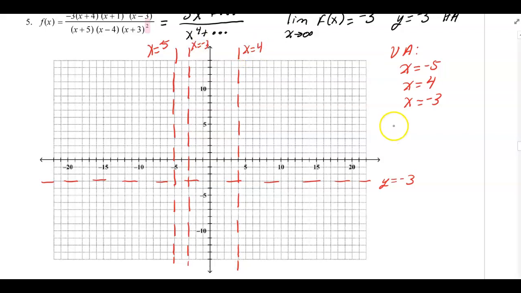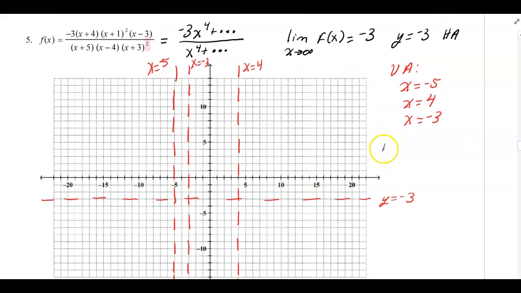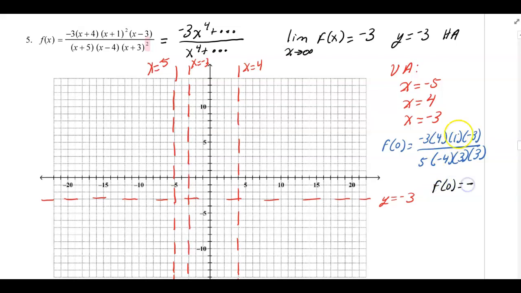And then for the y-intercept, I'm going to calculate f of 0. So negative 3 times 4 times 1 times negative 3, divided by 5 times negative 4 times 9, which I'm going to write as 3 times 3 because it's easier for me to see the reduction. So f of 0 is going to be negative. When I look at all the negatives, the 3's reduce out. The 4's reduce out. So assuming I do this math right, I get negative 1/5. Please check my math. So the y-intercept is negative 1/5.